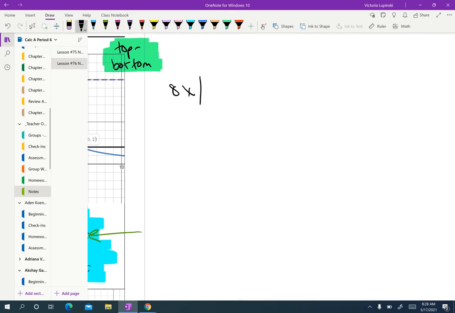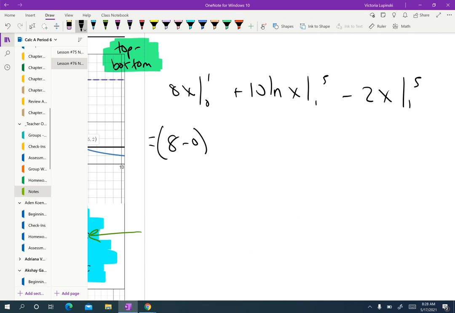This is 8x, and I'm evaluating that from 0 to 1. Then I have to evaluate 10 times the ln of x from 1 to 5 minus 2x from 1 to 5. So I'm going to go ahead and evaluate each piece. Starting with the 8x, if I plug in the 1, that is going to give me 8 minus 0. Plus, for the middle, I'm going to get 10 ln of 5 minus 10 ln of 1. And again, just as a reminder, it's always a subtraction in between. Remember, that's the fundamental theorem of calculus.